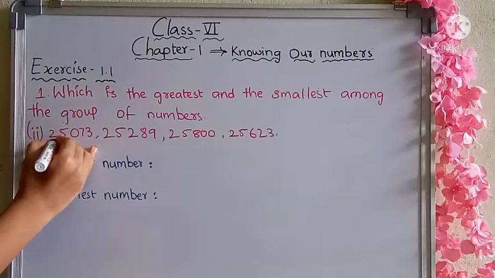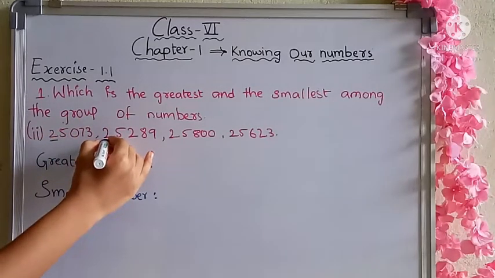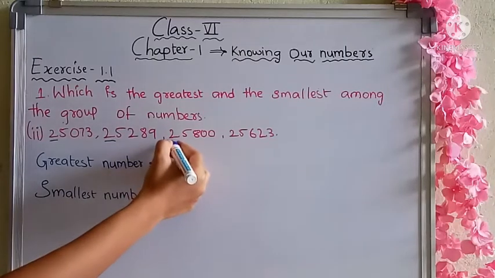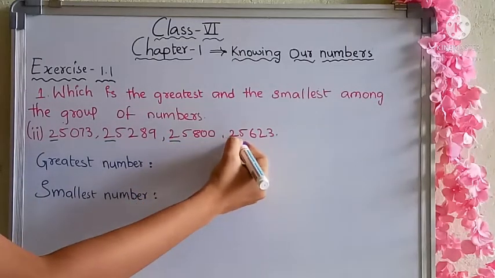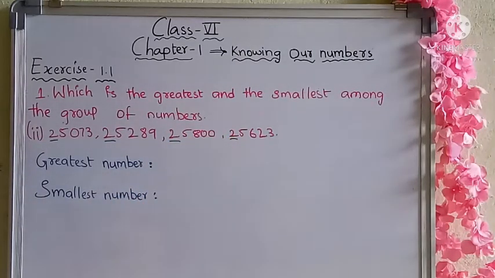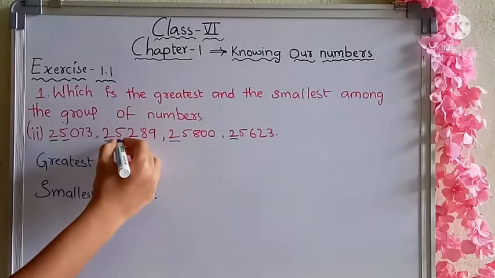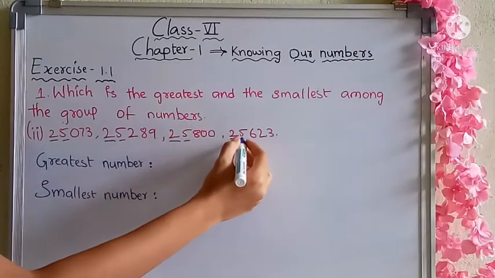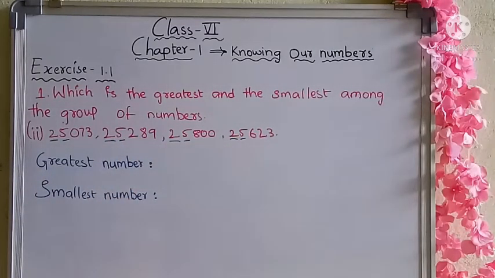So 2 is in the 10,000s place. Here also 2 is in the 10,000s place. 2 is in the 10,000s. 2 is in the 10,000s. By seeing this, we cannot say which is the greatest or smallest. Let's go to the thousands place. 5, 5, 5 and 5. Now also we cannot say which is the greatest or smallest number.